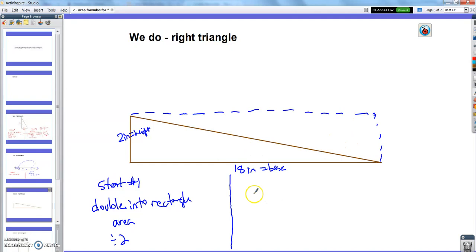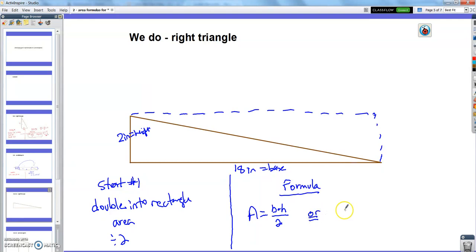So our formula, strat number 2, is going to be a formula. So all we do is we just don't bother doing that on the drawing, and we just do it in our head and say, well, the area is going to be this base of 18 times this height of 2. And base times height gives me the area of the whole rectangle. And so after that, I just have to divide all that by 2.